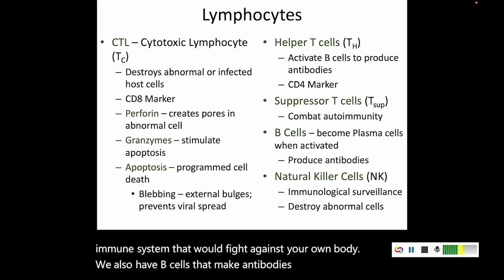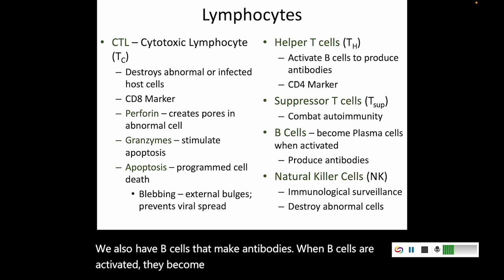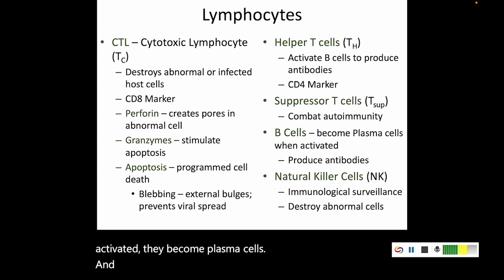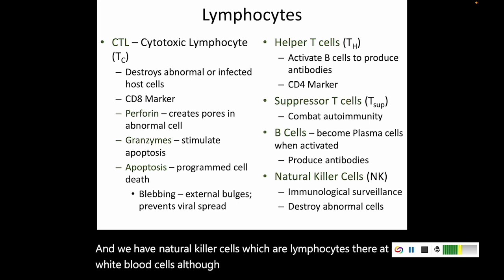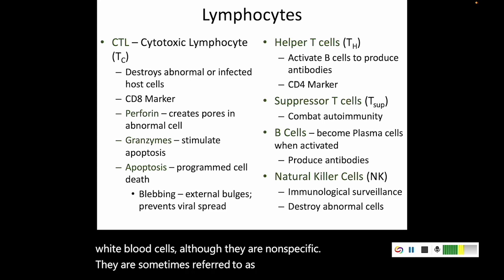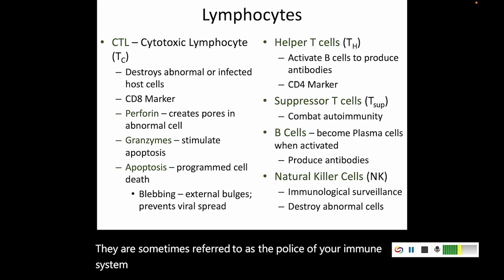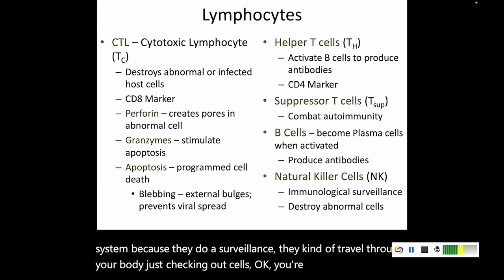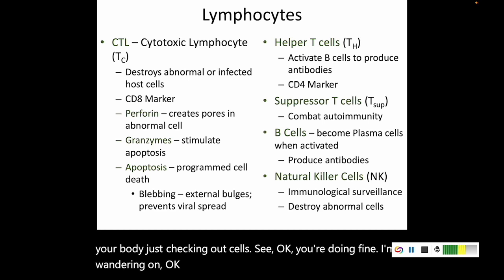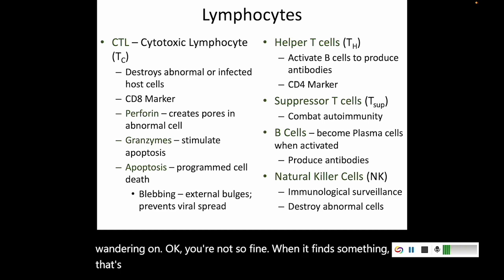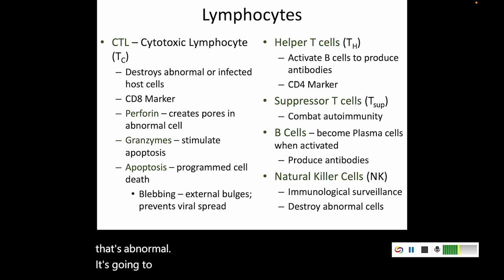When B cells are activated, they become plasma cells. And we have natural killer cells, which are lymphocytes. They are white blood cells, although they are non-specific. They are sometimes referred to as the police of your immune system because they do a surveillance. They kind of travel through your body, just checking out cells, see, okay, you're doing fine, I'm wandering on, okay, you're not so fine. When it finds something that's abnormal, it's going to destroy that abnormal cell.